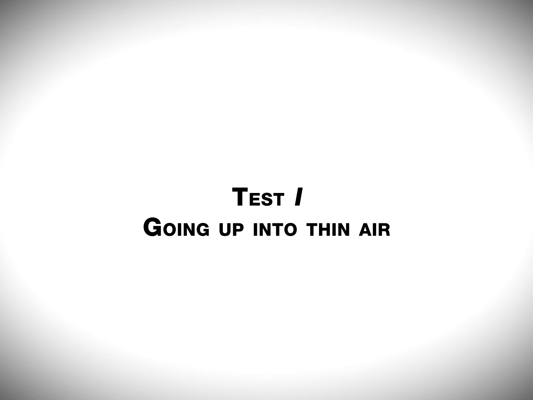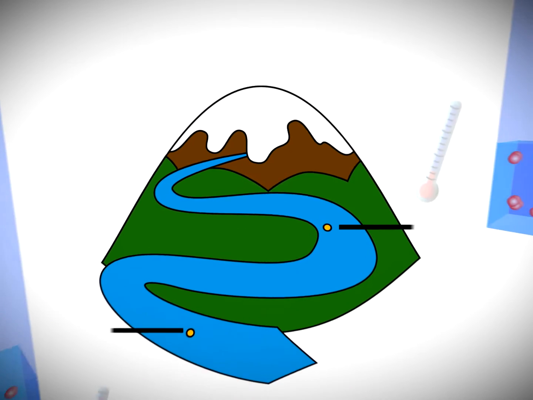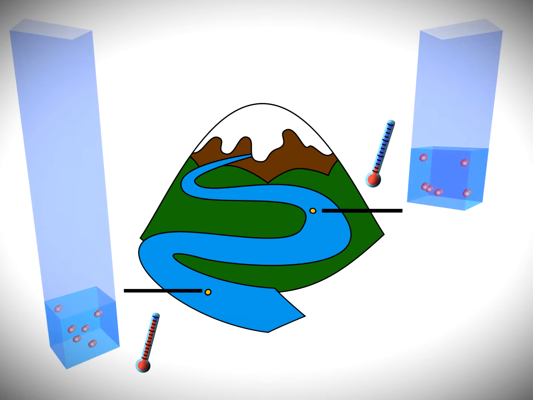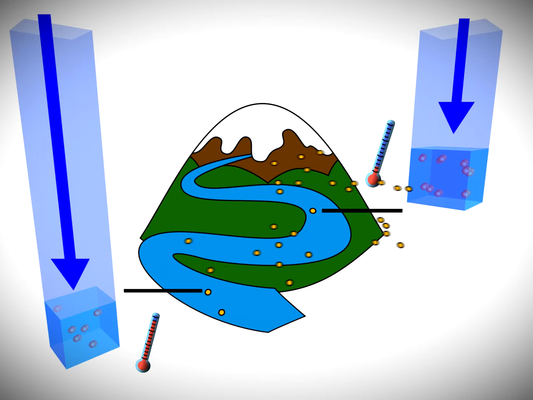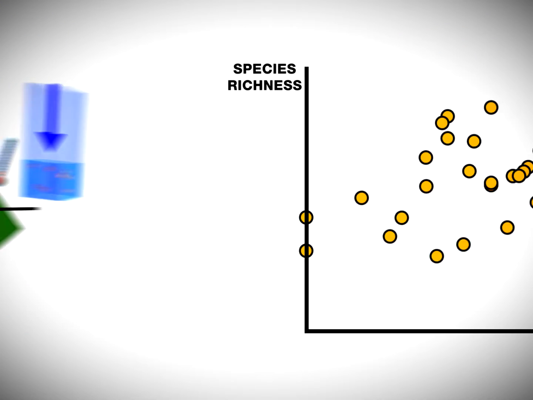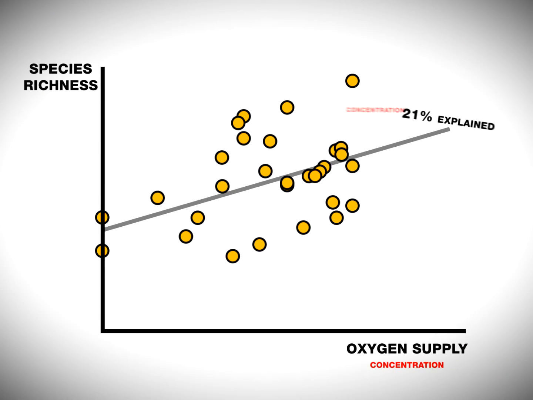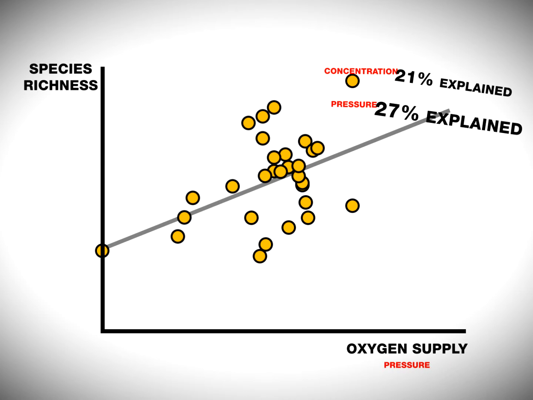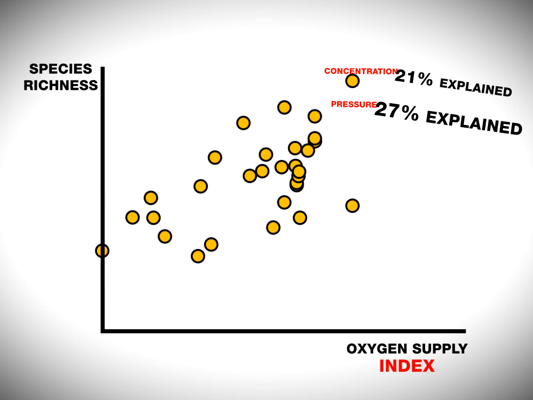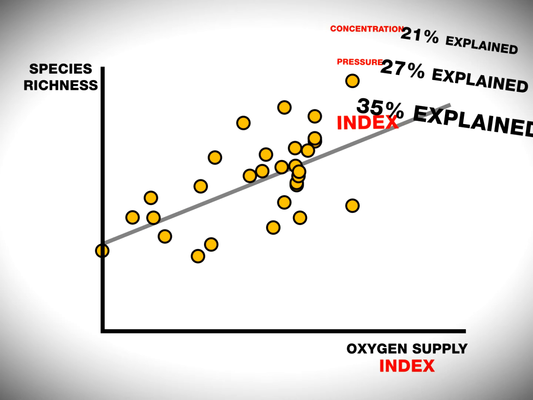Test 1. Going up into thin air. A perfect test is provided by mountain streams. As one goes up a mountain, pressure decreases, but the cold water at high altitude can hold more oxygen as solubility increases. The diversity of aquatic insects is related to oxygen. More species are found under conditions of higher oxygen. Concentrations explain some of this variation in species richness, as did pressure, but an oxygen index incorporating both solubility and pressure, as well as the diffusion speed, was superior, explaining 35% of the variation in species richness.